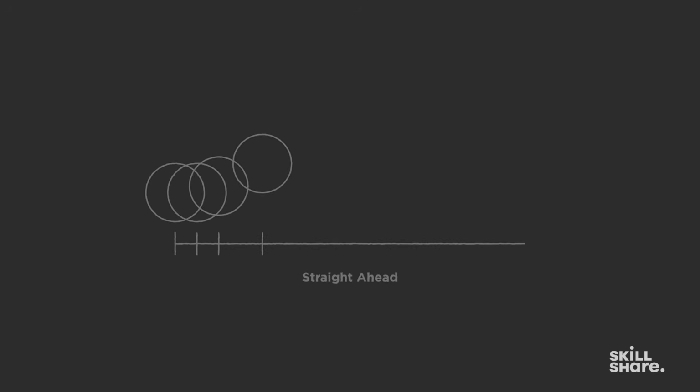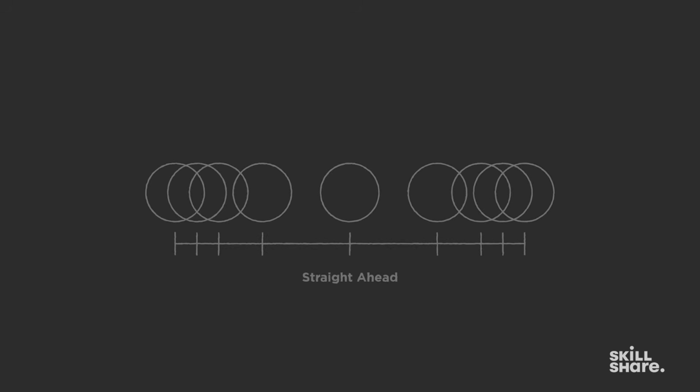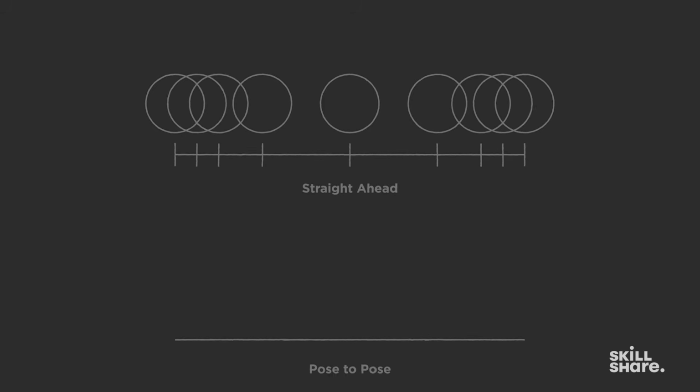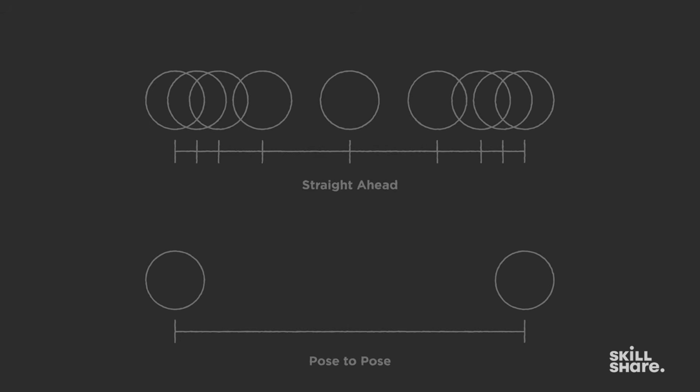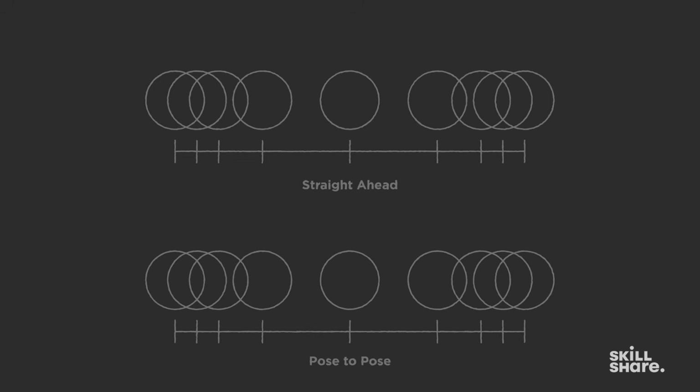Straight-ahead action is where you draw each frame one after another. With pose-to-pose, you draw the extremes, the beginning and end drawing of an action, and then you go to the middle frame and start to fill the frames in between. Straight ahead is better for creating fluid, realistic actions, while pose-to-pose is more effective for dramatic or emotional scenes, where it's more about conveying an idea than a sense of realness.